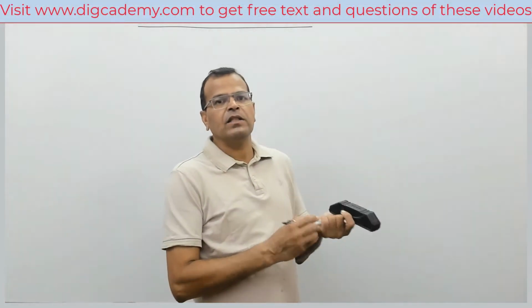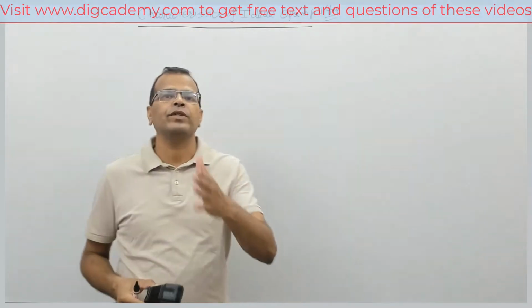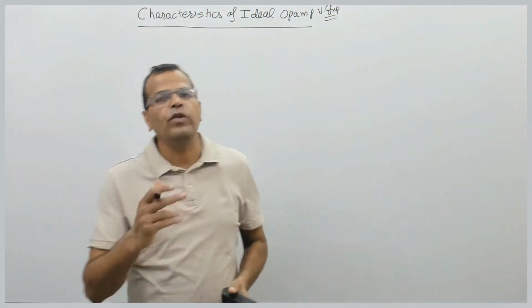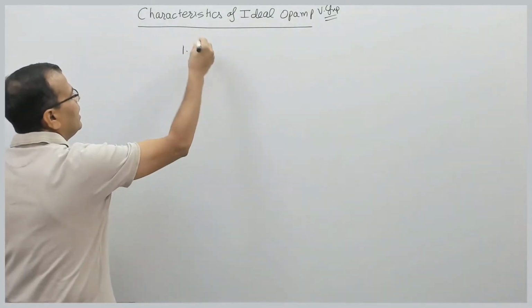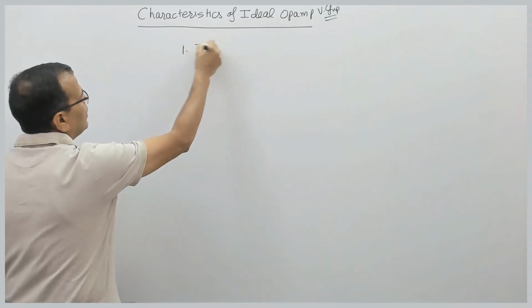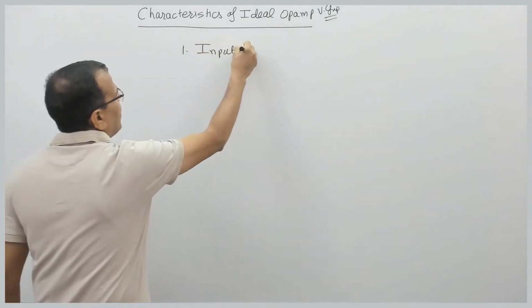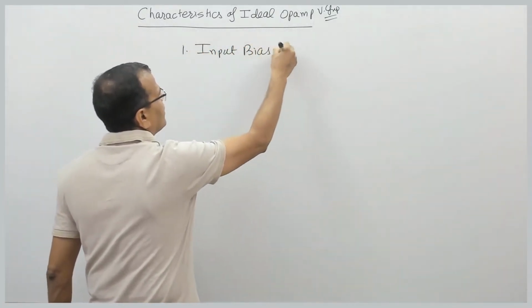Hello friends, now we will summarize the characteristics of an ideal op-amp. Whatever characteristics we have seen till now, we will summarize one by one. Let us talk about input bias current.